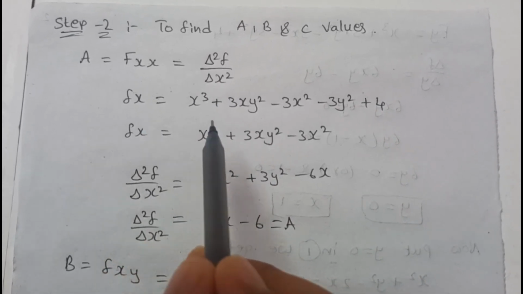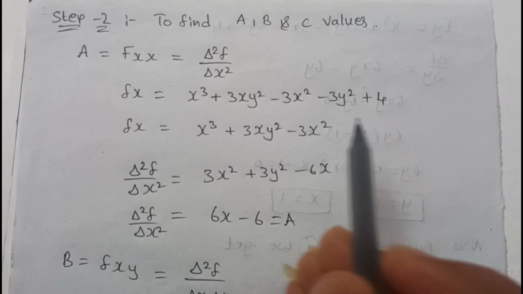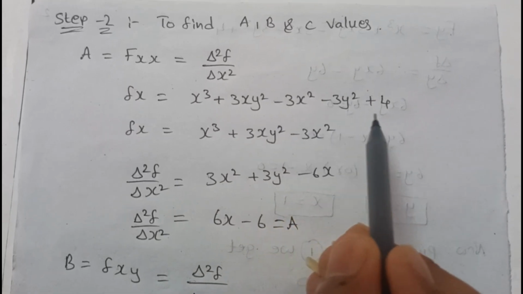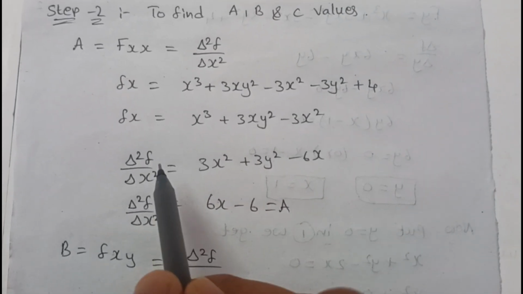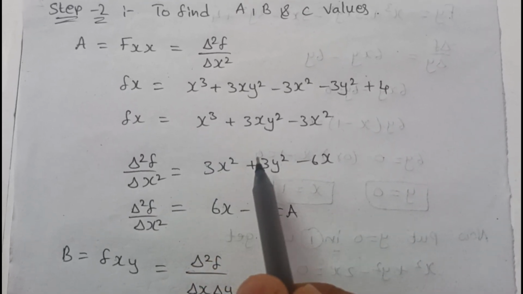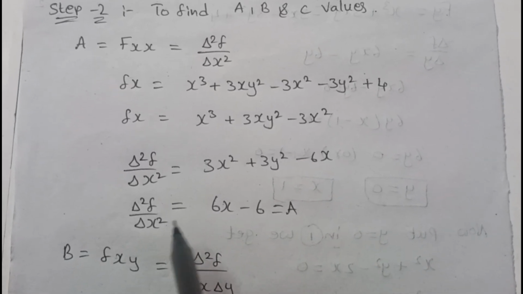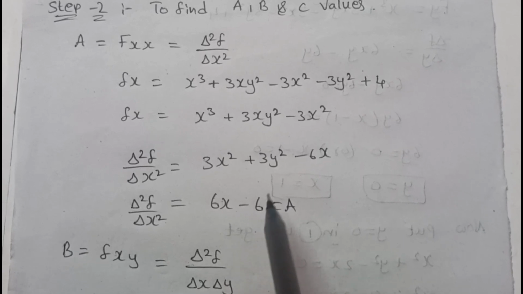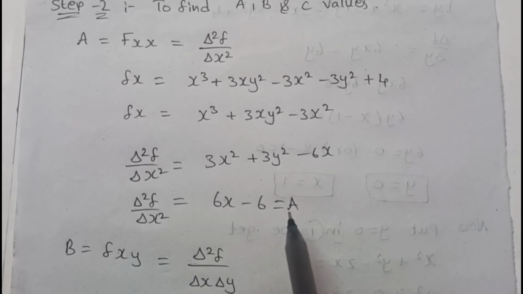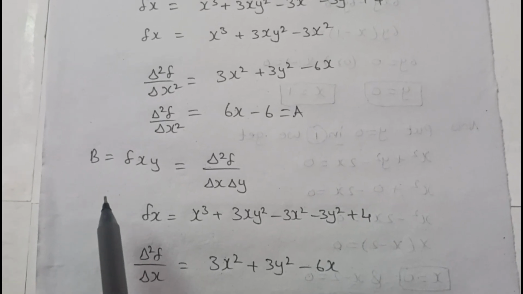So let f equal to x cube plus 3xy square minus 3x square minus 3y square plus 4. So fx, with differentiation with respect to x, so we take only the x terms: x cube plus 3xy square minus 3x square gives 3x square plus 3y square minus 6x. We get this answer. Next, delta square f by delta x square: 3x square differentiated gives 6x, 3y square gives 0, why? Because it is a y term. Then minus 6x gives minus 6. So the a value is 6x minus 6.